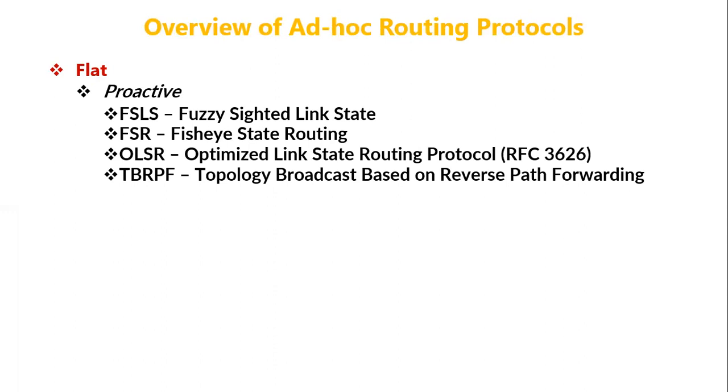Ad hoc networking has attracted a lot of research over the last few years, and this has led to the development of many new routing algorithms, and all these routing algorithms have their own advantages and disadvantages. But broadly, these routing algorithms can be categorized under three headings. These are flat routing, hierarchical routing, and geographic position assisted routing.